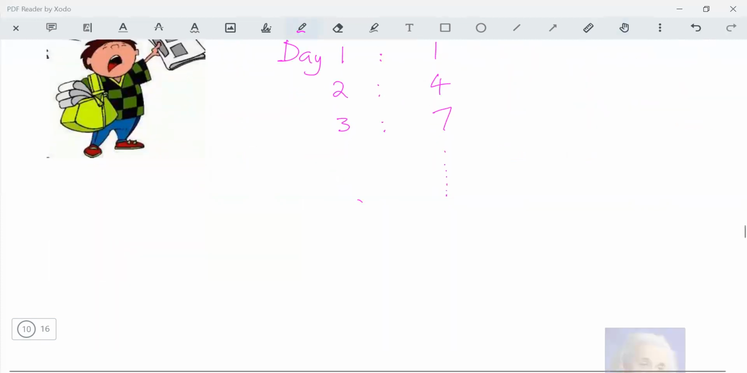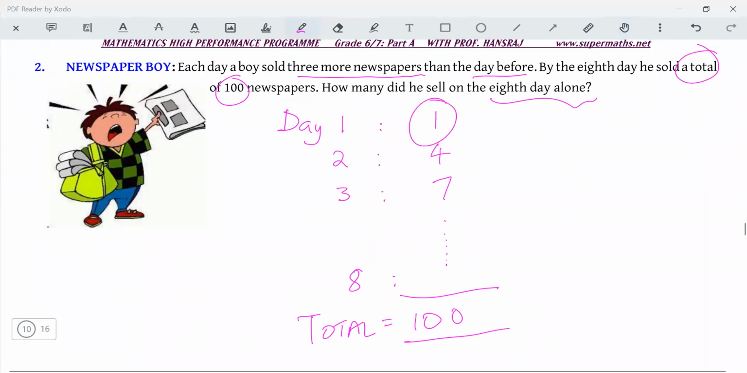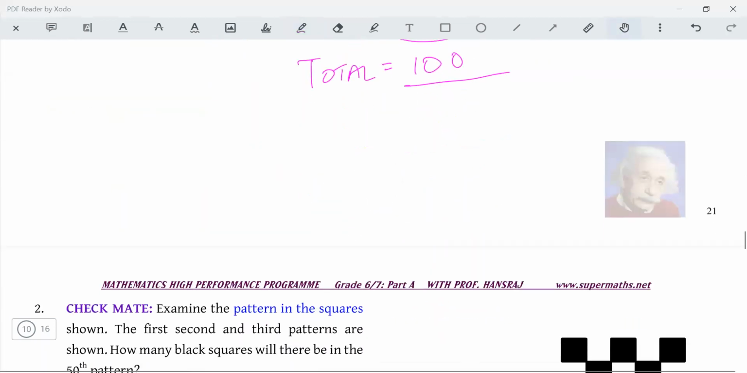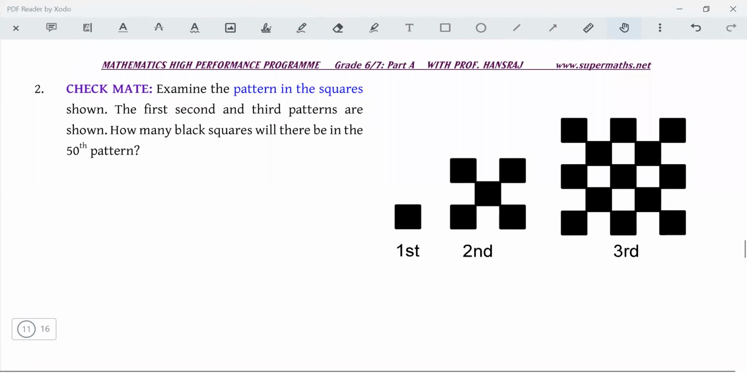Come down to the 8th day. I don't know how many he sold, but we'll end up with a certain number there, and we'll get the total. We're supposed to get 100. Now, what if we don't get 100? Then the wrong answer we get will help us to refine our guess. Our guess was 1 at the start. So the answer we get will help us to make a correction if that's not going to work out. It may work out, who knows? I won't tell you right now.